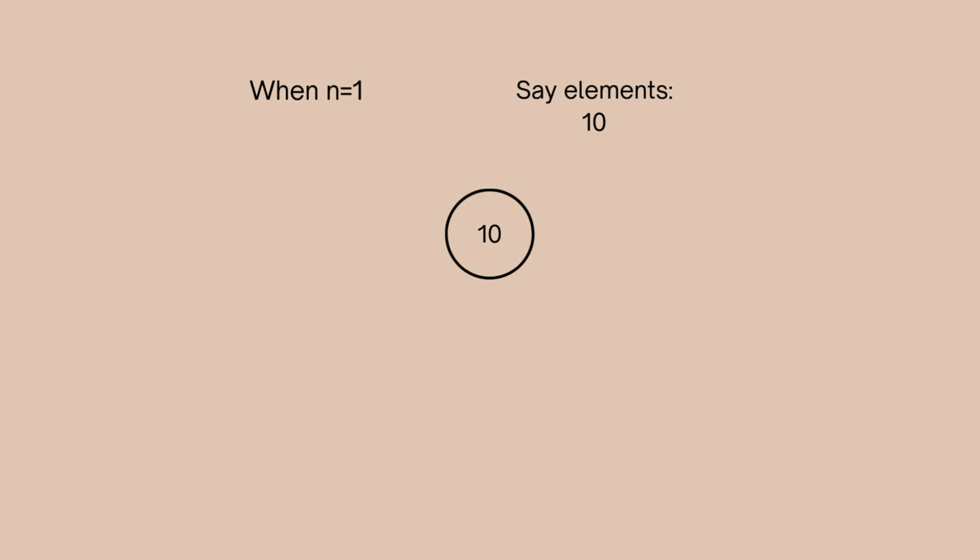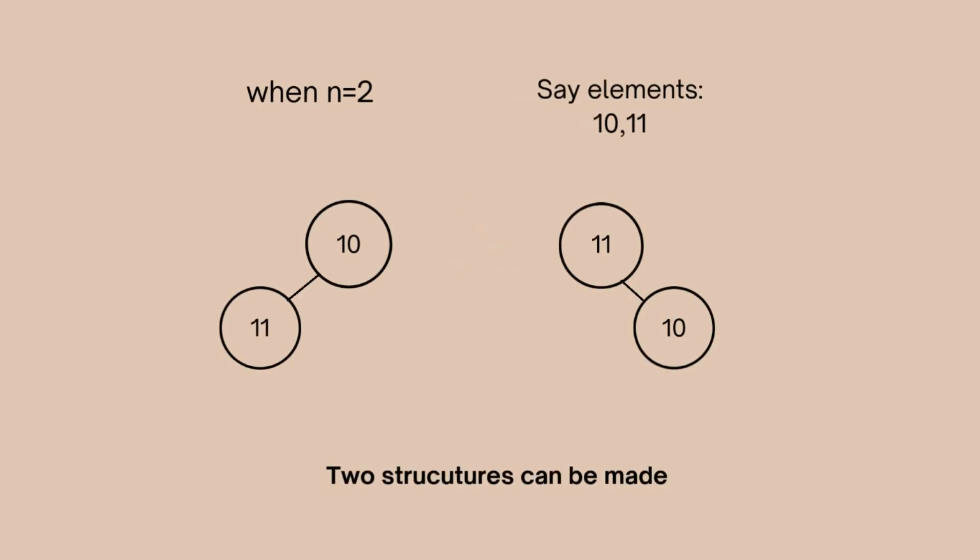If we have just one node, there is only one way to arrange it. It's just a single root. Here, let's take the element as 10, and this 10 can only be arranged in a single way. If we have two nodes, we can place one node as the root and the other as either the left or right child. Hence, there are two possible structures. As you can see here, there are two elements, 10 and 11.